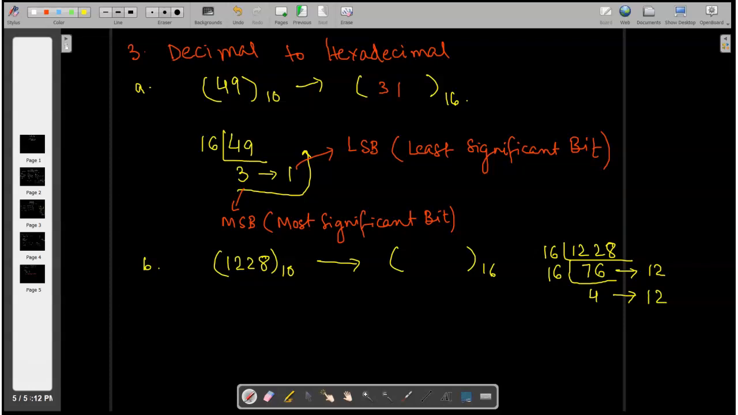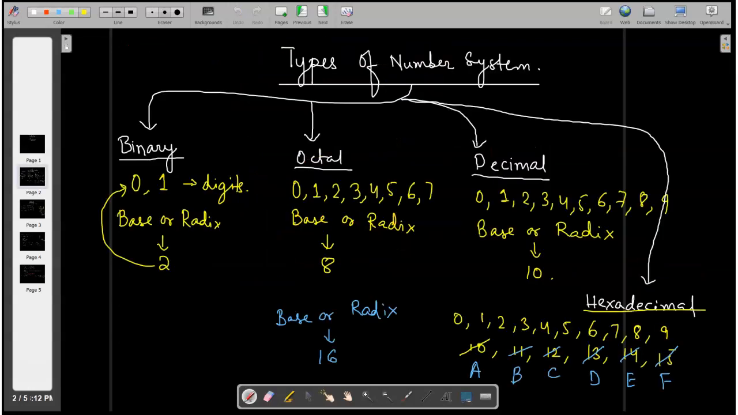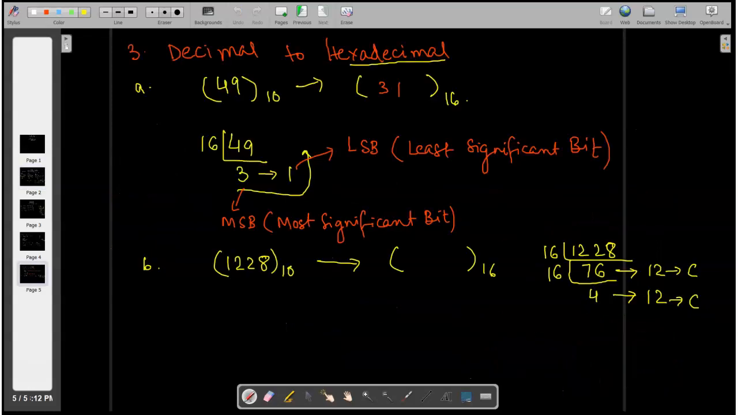Do you remember when we have a remainder 12 in the hexadecimal system, how do we write it? We write it as C. Shall I show you that? Here you see, when we have the number 12 in the hexadecimal number system, we write it as C. So here we are going to write them as C. And then we go from MSB to LSB, bottom to top. So what answer are we going to get? 4CC. This is the hexadecimal equivalent of this decimal number.